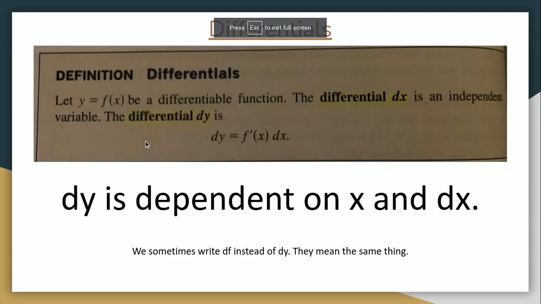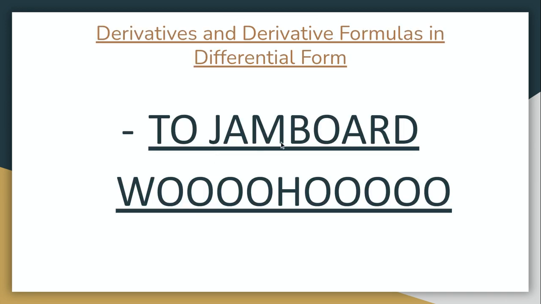So the textbook basically said the same thing. If a function is differentiable, then we can write dy equals f prime of x times dx. Because if it's differentiable, we can write dy over dx equals f prime of x, and we can multiply both sides by dx. dy is dependent on x and dx. The value of dy depends on whatever x is and what dx is. And sometimes we write df instead of dy. They mean the same thing, because y and f of x are the same thing.